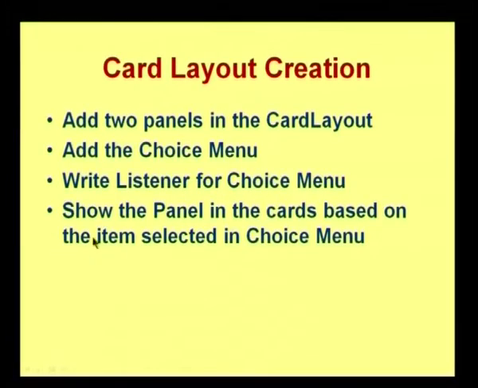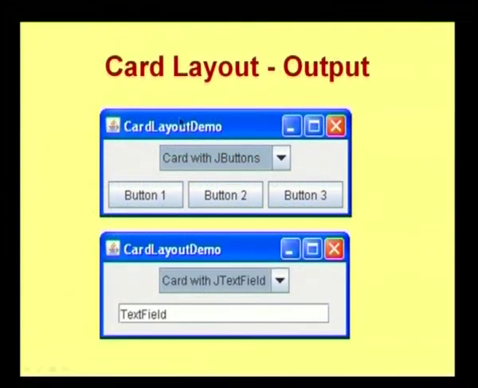Now after writing the listener, show the panel in the cards based on the item selected in the choice menu. You can see here we have two card layouts. So card with buttons, so once we choose the button, we have three buttons here, and then we choose the text field, we have the text field being displayed. So based on the value you choose on the particular choice menu, any one of these particular cards will be displayed to the user. So this is how your card layout will be designed.